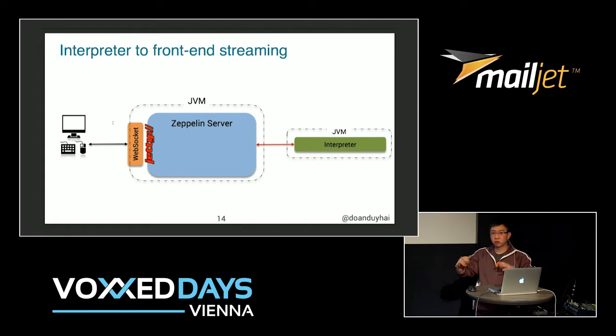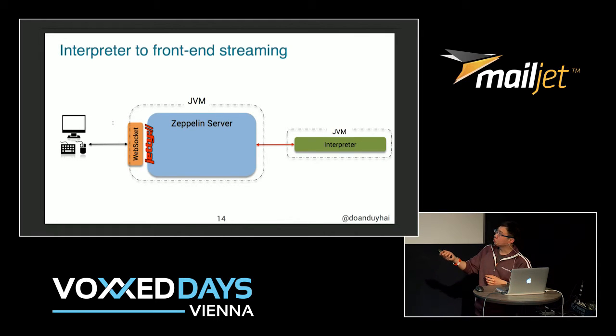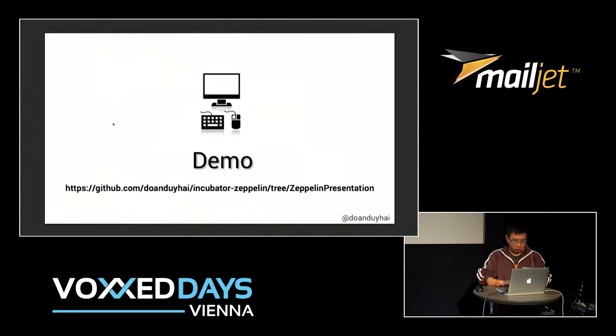The idea is you just push some source code to the interpreter, for example, a lot of data to process, and as soon as the interpreter has some results, it will send them back to the server, back to the front end, but not directly. It will go through the Zeppelin server first. The Zeppelin server will act as a proxy, a web proxy. So let's see a demo of streaming.